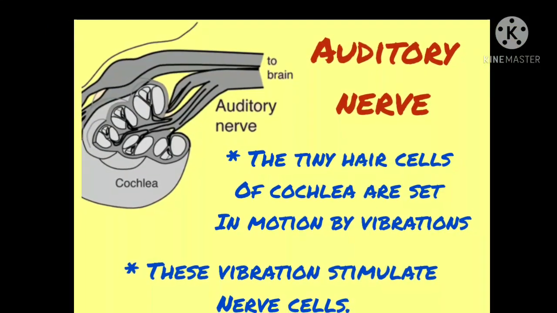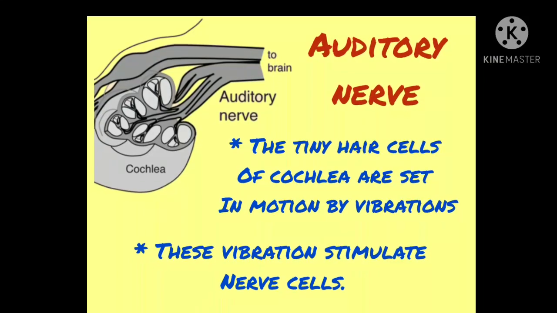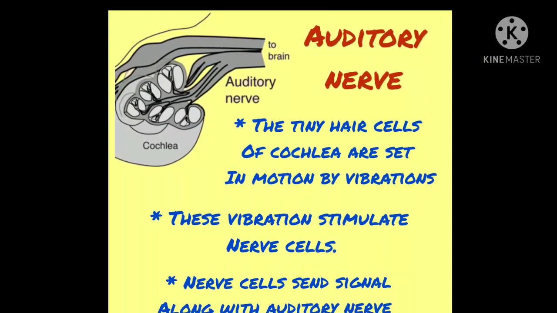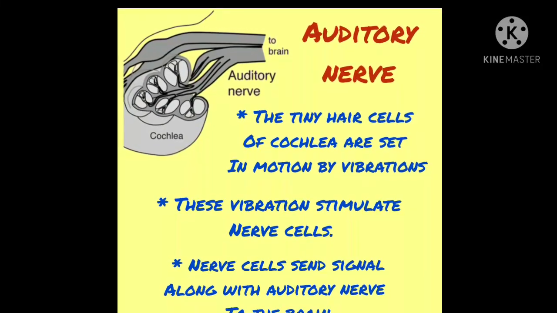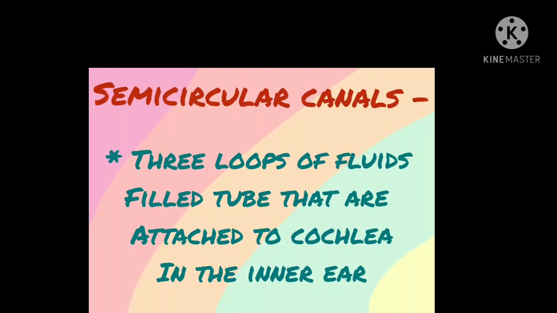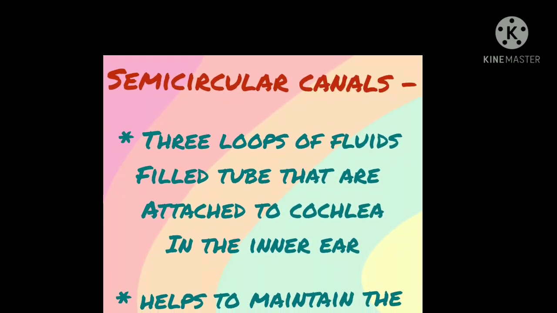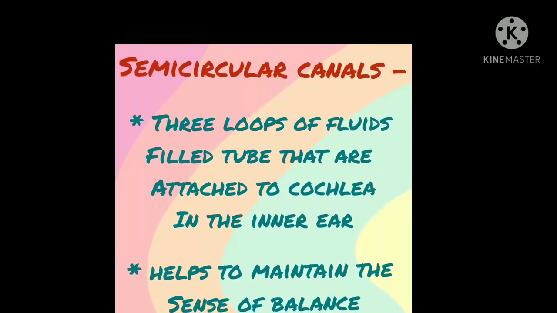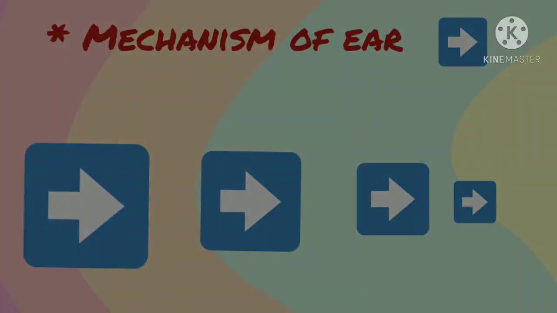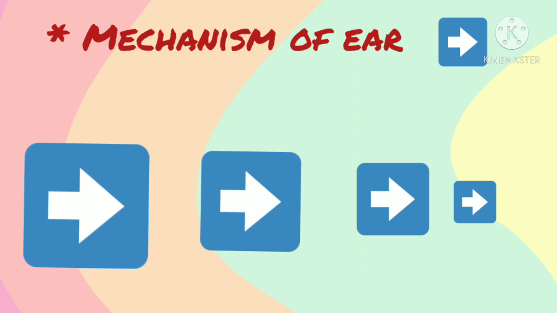The auditory nerve. The tiny hair cells of the cochlea are set in motion by vibration. What will this vibration do? The vibration stimulates the tiny nerve cells. After stimulating, these nerve cells send signals along the auditory nerve to the brain. Semicircular canal. There are 3 lobes of fluid-filled tubes which are attached to the cochlea in the inner ear. What will they do? They help us to maintain our sense of balance. Till now, we have covered the introduction of the human ear, structure and parts of the ear. Moving on to the mechanism of the ear.